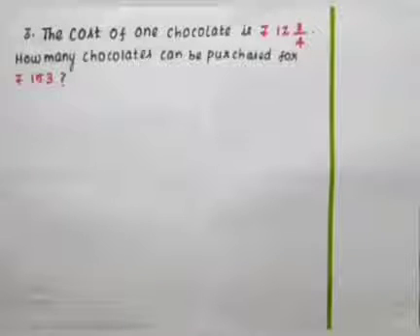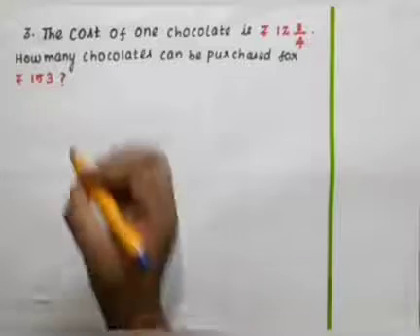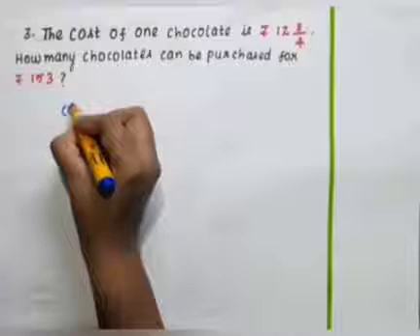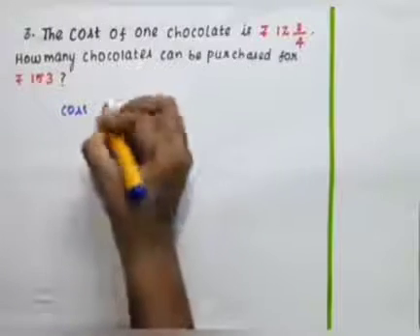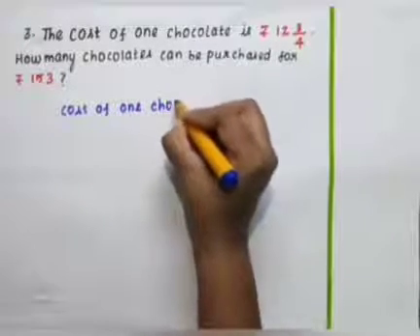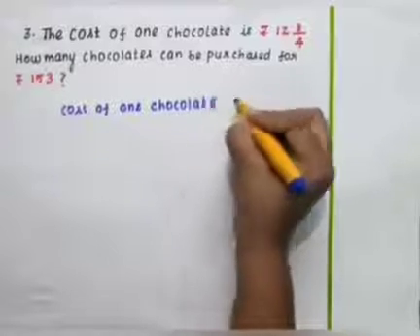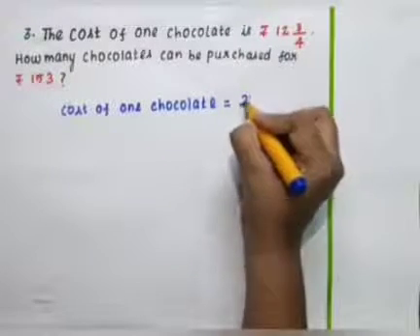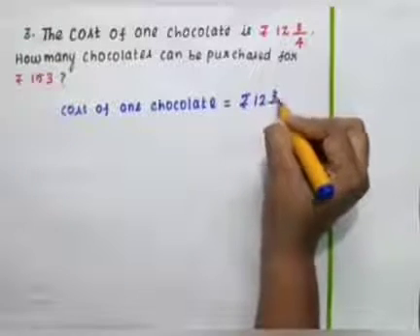Next problem. The cost of one chocolate is rupees 12 3/4. How many chocolates can be purchased for rupees 153? First, we have to write the given. Here, the given is: cost of one chocolate is equal to rupees 12 3/4.